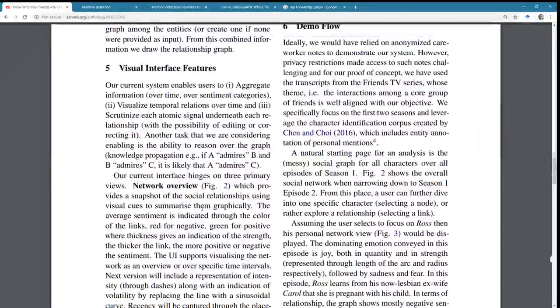Okay. Visual interface features. So this is a demonstration, so they have a complete system that they're showing to people, and this includes a visual interface. You wouldn't usually talk about a visual interface in a research paper, but because they built a system, this does make sense.